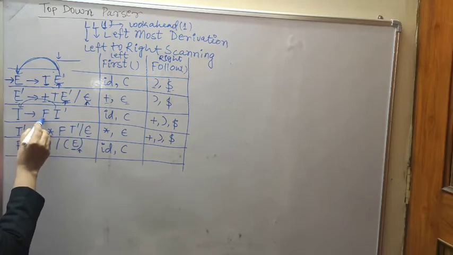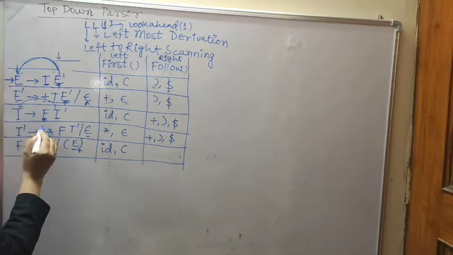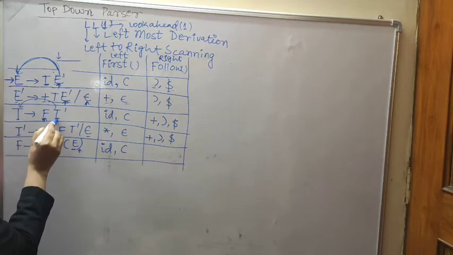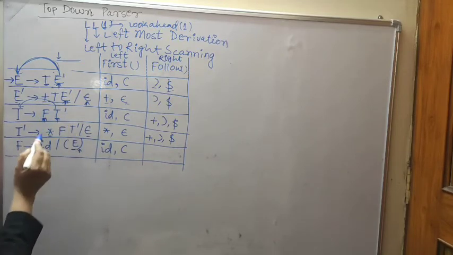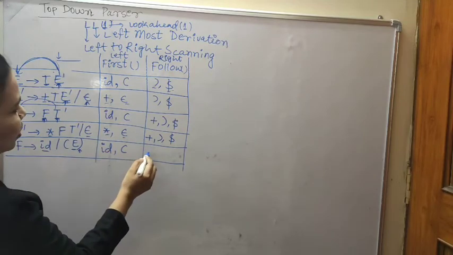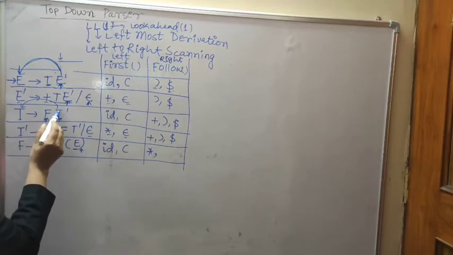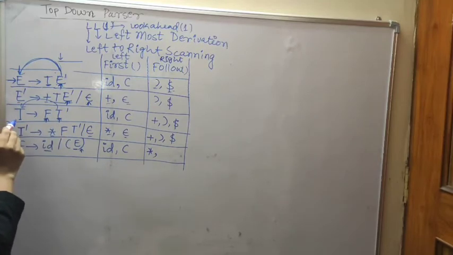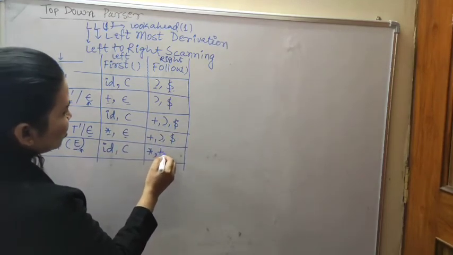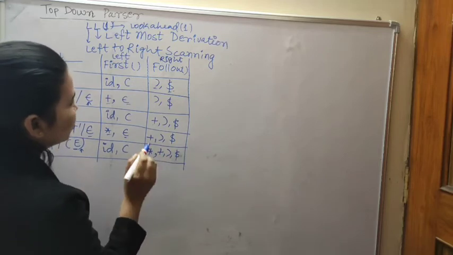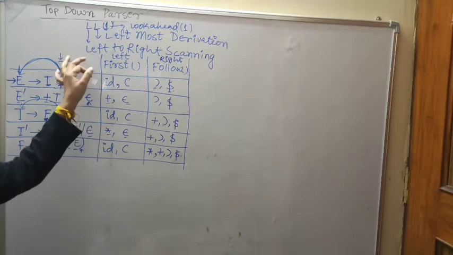Now F. Where is F given? Here, on the right side; we check follow functions on the right side. F is given, and afterwards there is T dash, a non-terminal, so we take first of T dash. First of T dash is star and epsilon. Star we can write, but epsilon we can't. So for the epsilon place, T dash is followed by T, so follow of T. What is follow of T? Plus, close braces and dollar. So these are the first and follow functions. Now I am constructing the LL1 parser table.